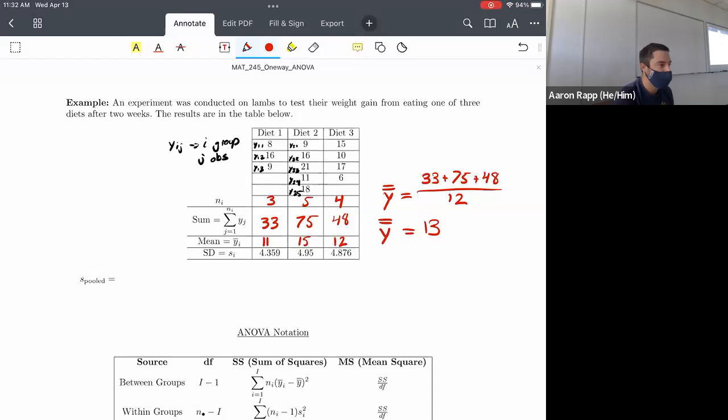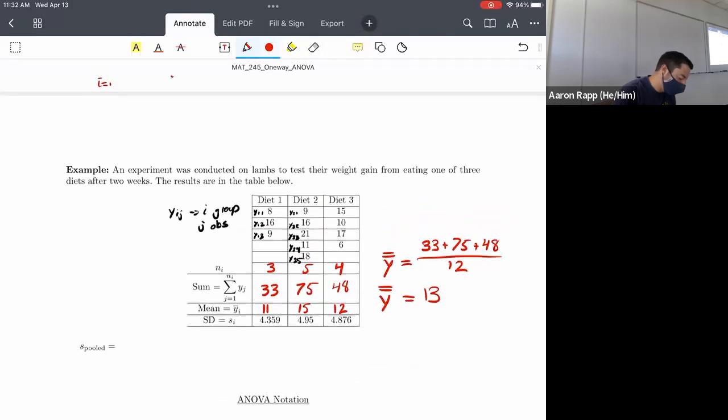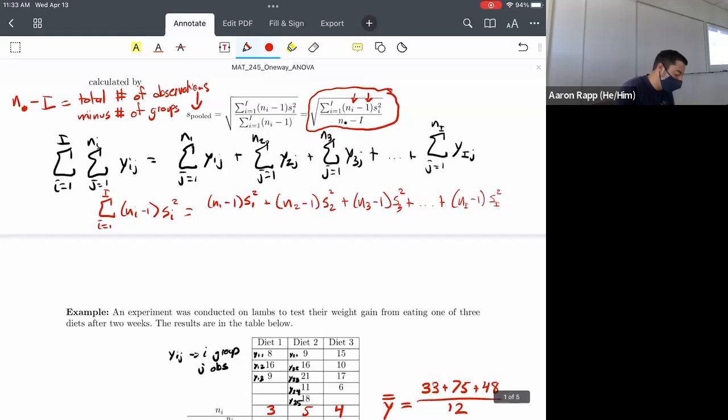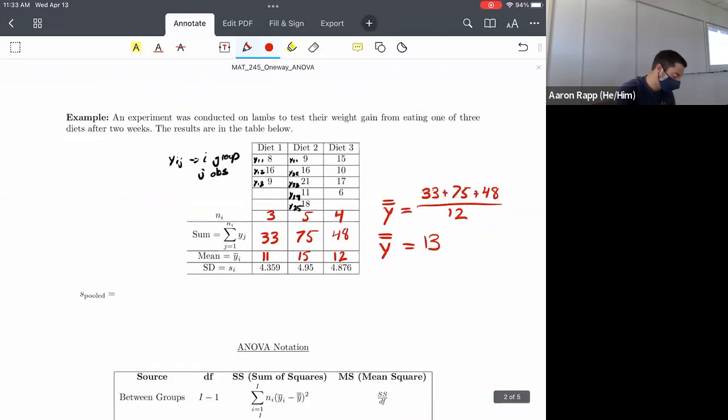All right, last thing we got to do is calculate my pooled standard deviation. So the pooled standard deviation, we said, and I'll try to just scroll up a little bit, the easiest way to do it is just take each sample size that I had minus 1, multiply it by the standard deviation squared, add all of those numbers together, and then divide by the total number of observations I had minus the number of groups.